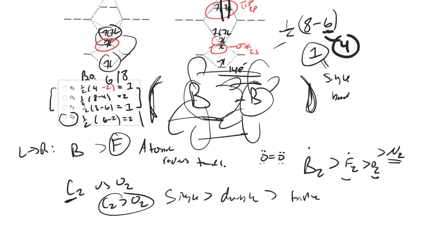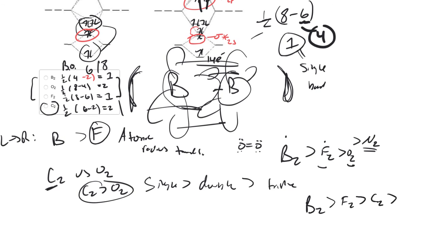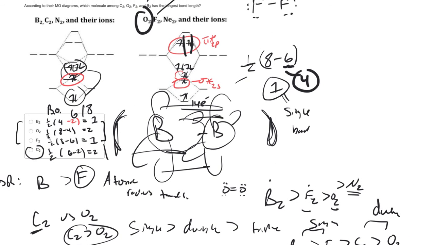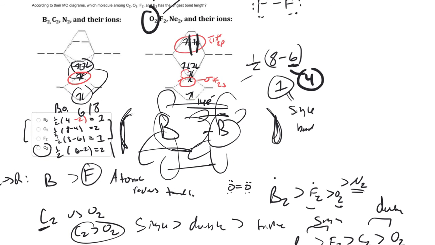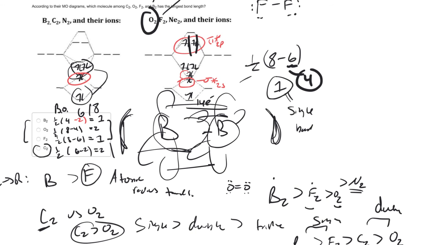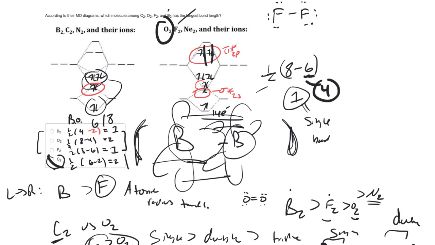And then being double makes C2 still shorter than F2. And then C2 is going to be longer than O2, again, because C is bigger than O, and these are both double. These are both single, and B is bigger than F, hence our trends. Okay, so the right answer to this question should be, what was it asking? Which one's the longest? So the question's asking for the longest bond, which should be B2. So the longest bond here should be B2.